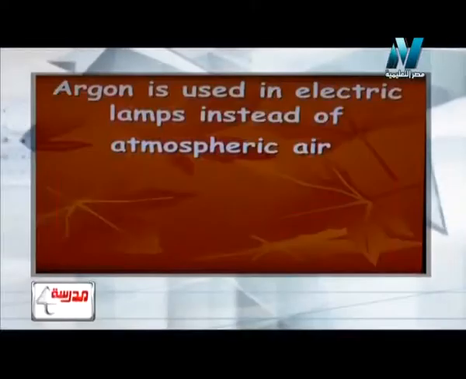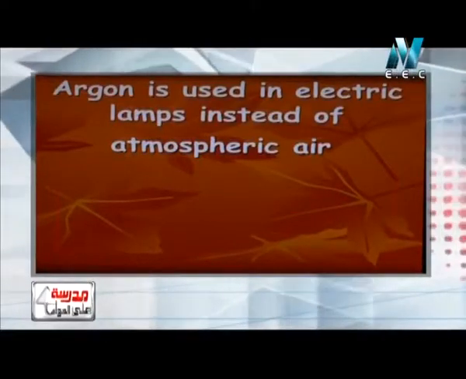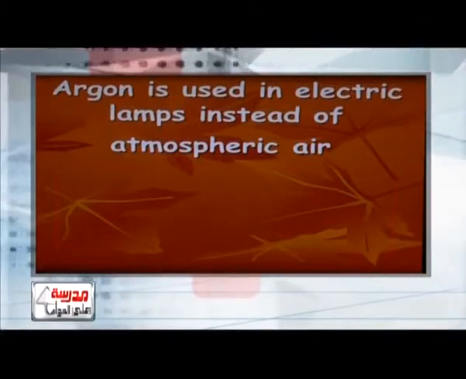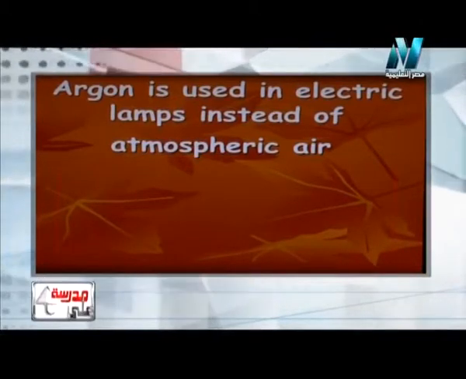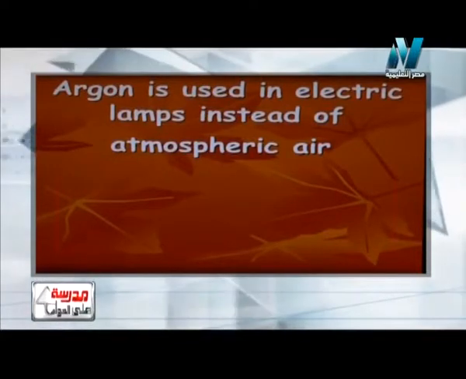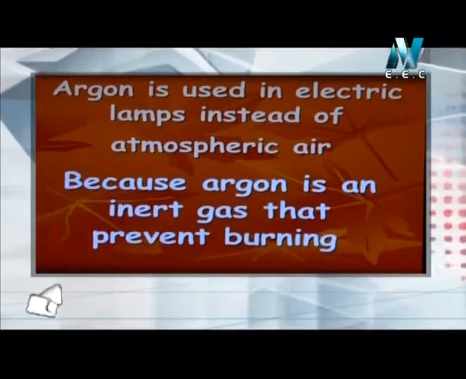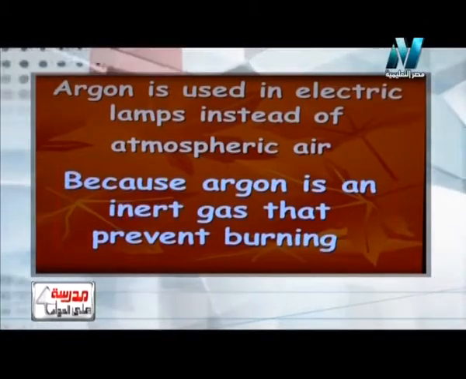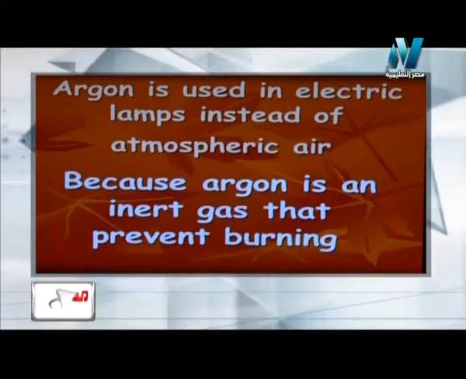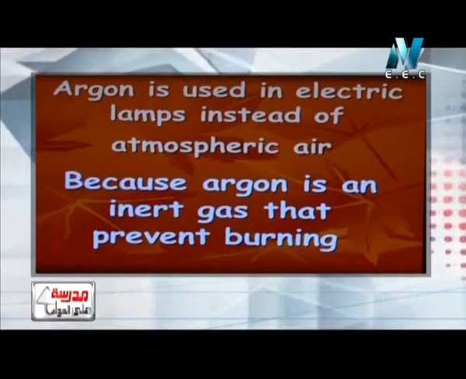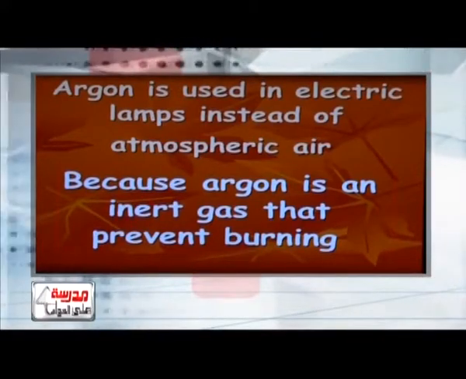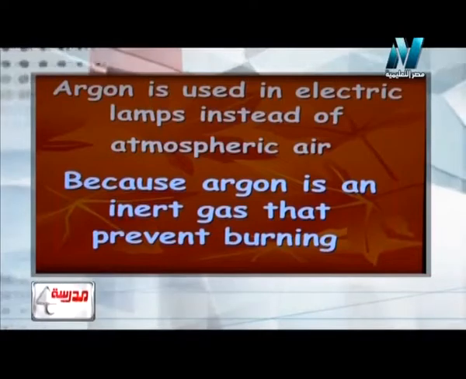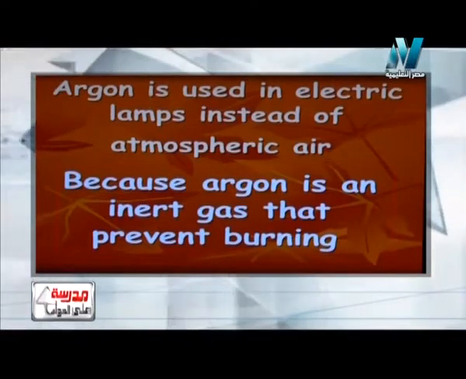So let's start with the first give-reason question. The question says: argon is used in filling the electric lamp instead of atmospheric air. Why do we use argon in the electric lamp? Surely the answer is because argon is an inert gas that prevents burning, and so it increases the lifetime of the lamp.